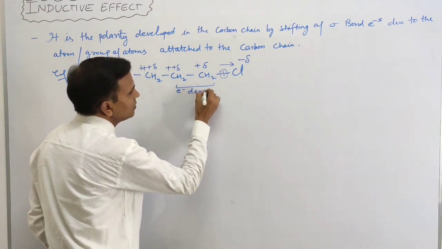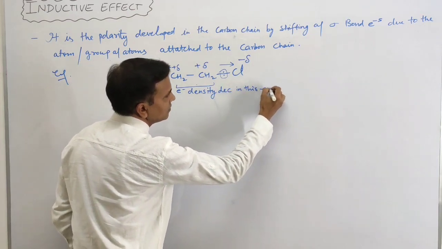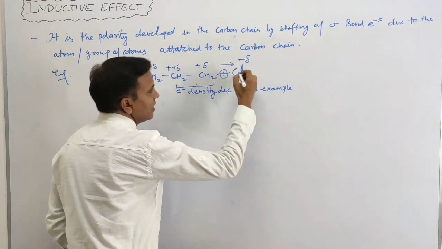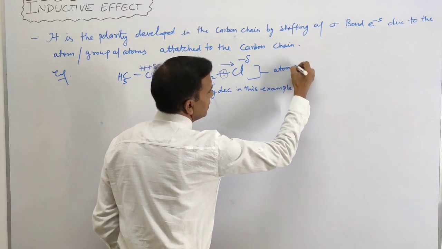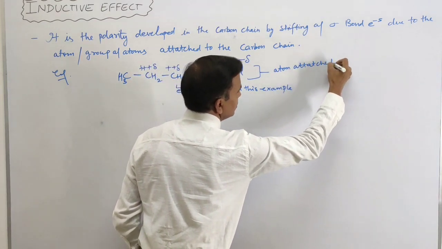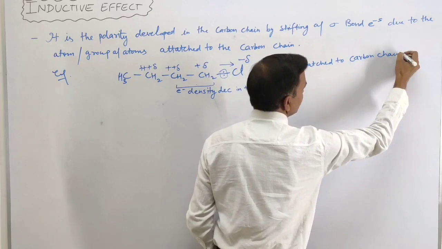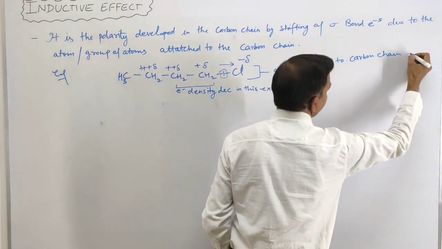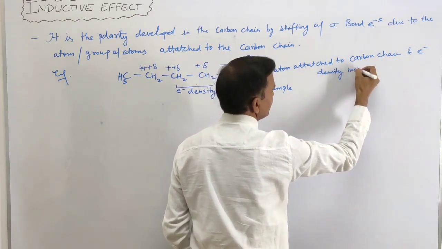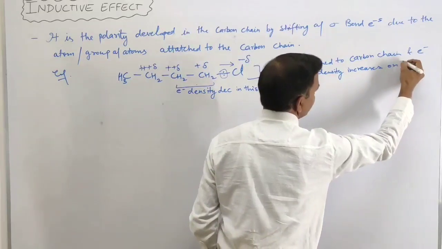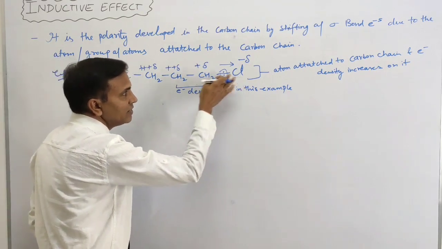Electron density decreases in this example, right? And this is the atom attached to the carbon chain. Electron density decreases here and electron density increases on it, right? In one more example, here the electron density decreases in the carbon chain.